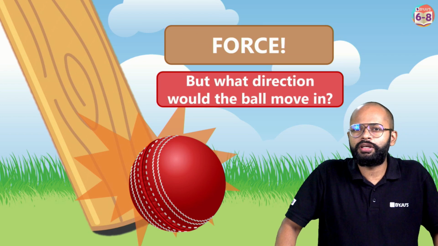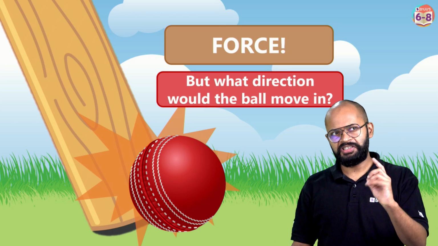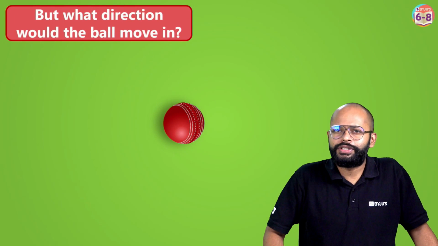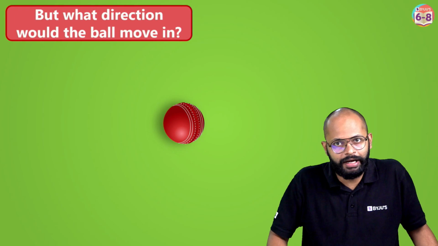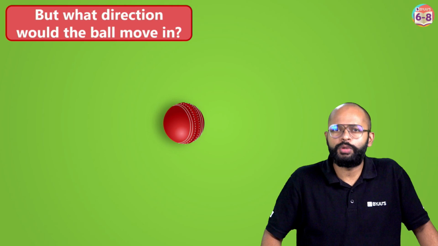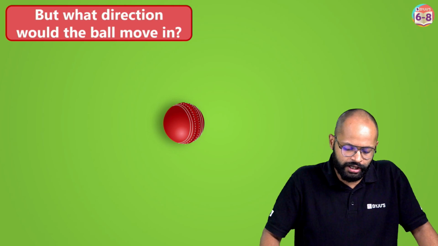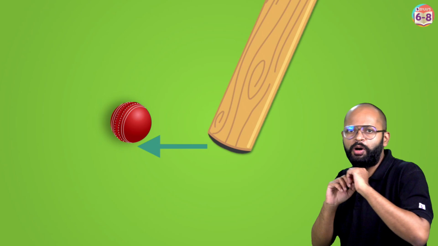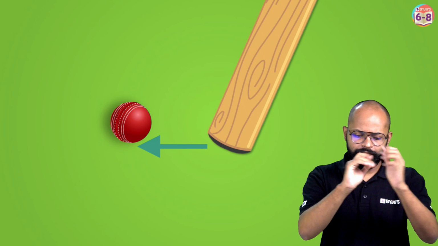Alright, let's see. But what direction would the ball move in? Is it like any direction? No, it's not actually. Why? Because whichever direction you swing the bat, or more specifically I would say, whichever direction you apply the force, the ball moves in that direction. Look, if you hit the ball from this side, the ball goes to the opposite side, right? Correct? Okay. Now, if I reverse the direction, if I hit the ball from this side, it goes in that particular direction. Alright. So, let's see it in real time.